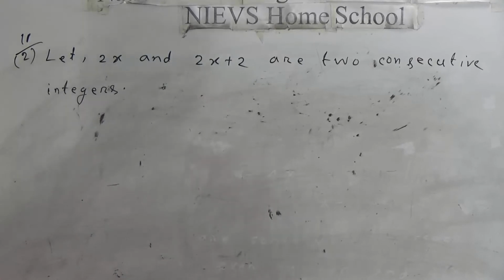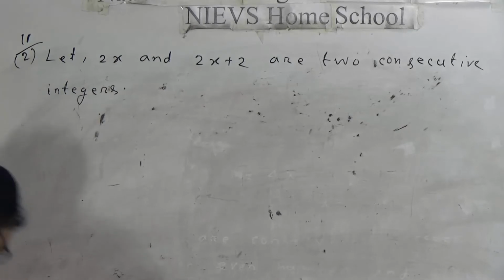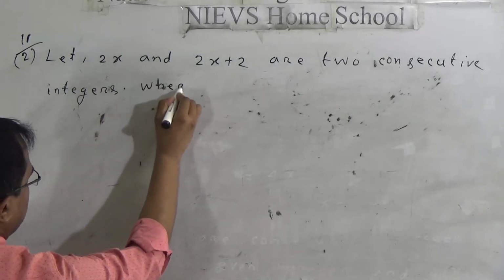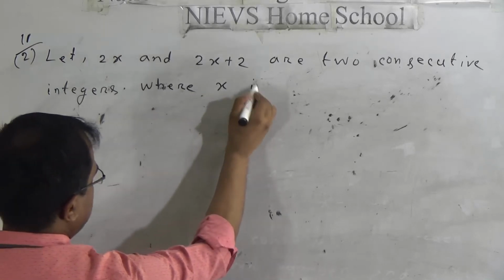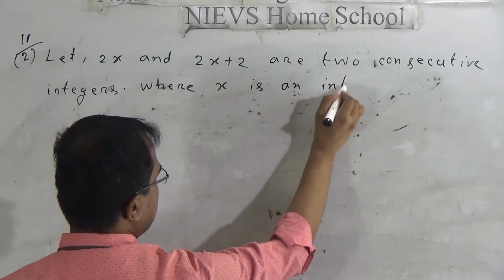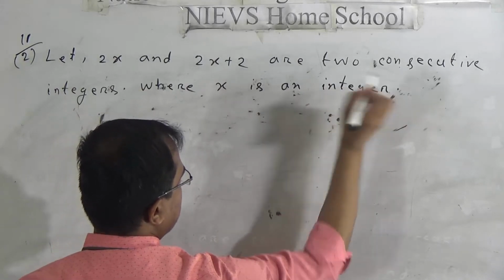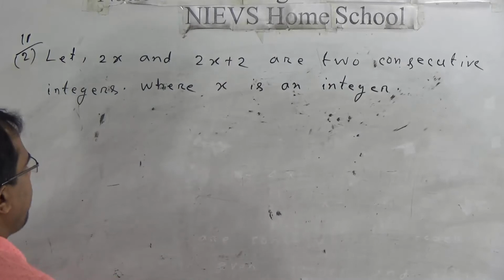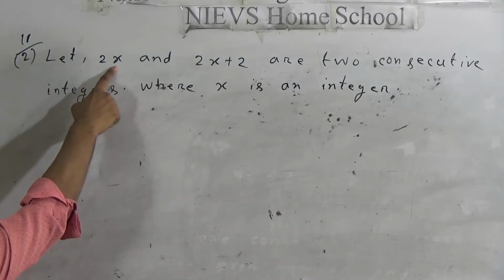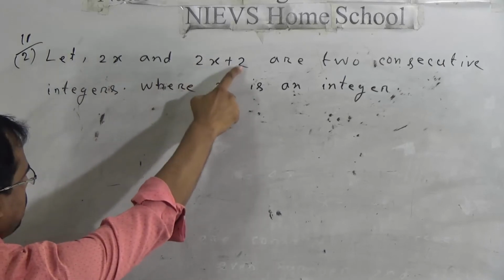2x and 2x plus 2 are two consecutive integers, where x is an integer. Dear students, if the value of x is 1, then the value of 2x will be 2 into 1, that means 2. And here it will be 2 plus 2, that means 4.